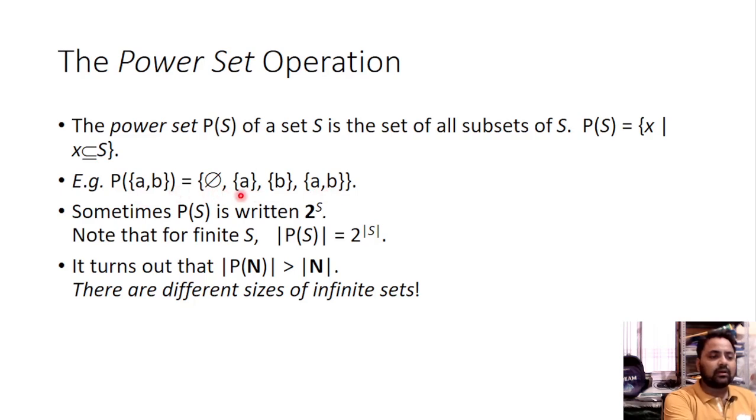This is the representation of the sets, like here and here. This and this are subsets. So here the maximum possibility of the formation of sets: first of all phi, then thereafter A, B, and A and B together. Sometimes P(S) is written 2 to the power S. Note that for a finite set S, the total number of elements in P(S) is 2 to the power |S|. It turns out that P(n) is greater than n. There are different sizes of infinite sets.